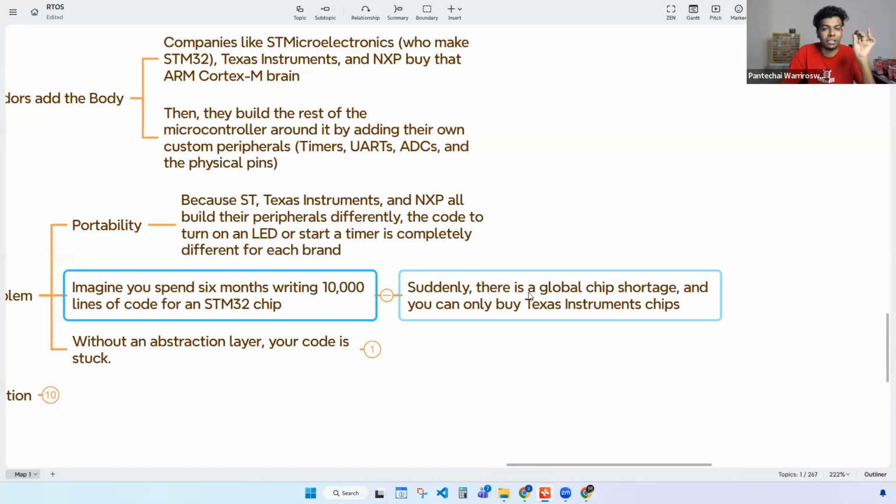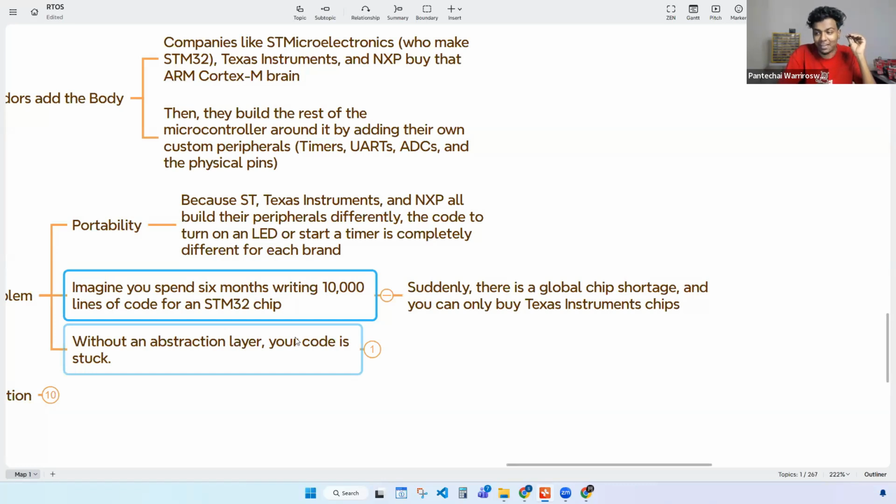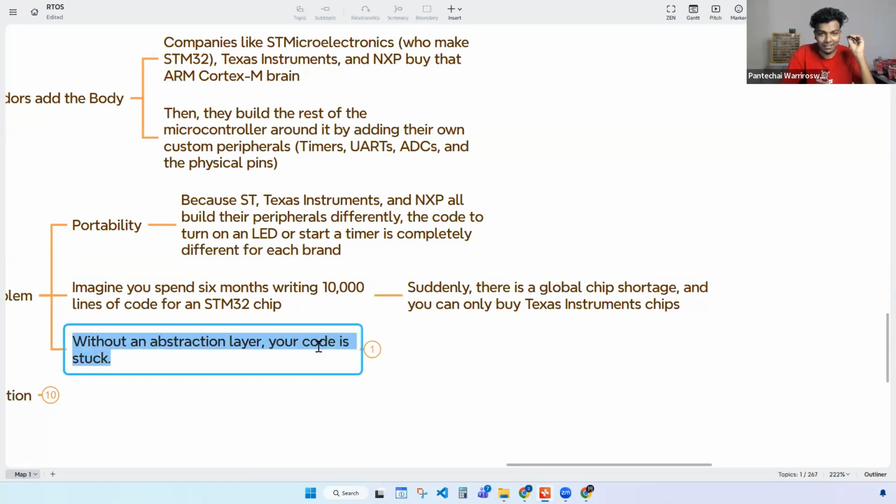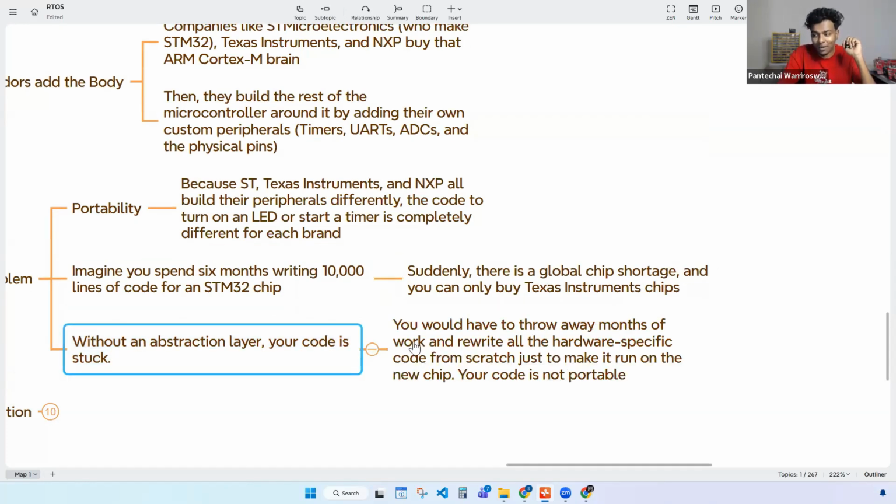Suddenly, there is a chip shortage. Chip shortage in the sense that the STM chip is not available. Okay, you have to purchase a TI chip only. Guys, then what is going to be the issue? Definitely, without any abstraction layer, our code is going to be stuck, because we need to do the whole modification for the TI chip. That is the problem.